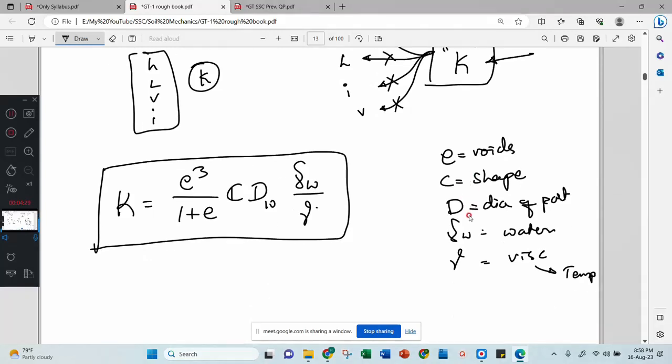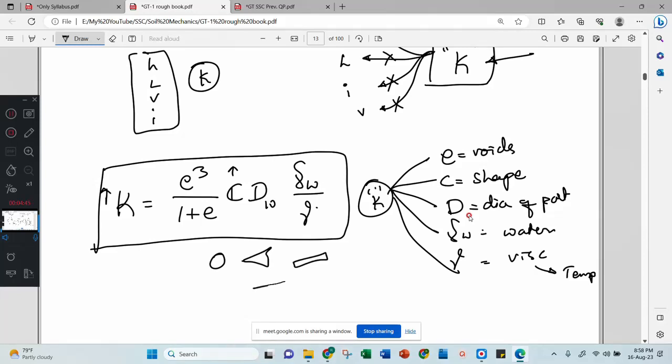Now you come to know that K, this permeability, depends on all these parameters. If you increase the void ratio, then K will increase. If you increase the shape, shape means whether they are rounded shape or angular shape or flat shape, that will come here. Then the diameter of the particle: if you increase the diameter of the particle, permeability increases. If you increase the density of the fluid flowing, permeability increases.